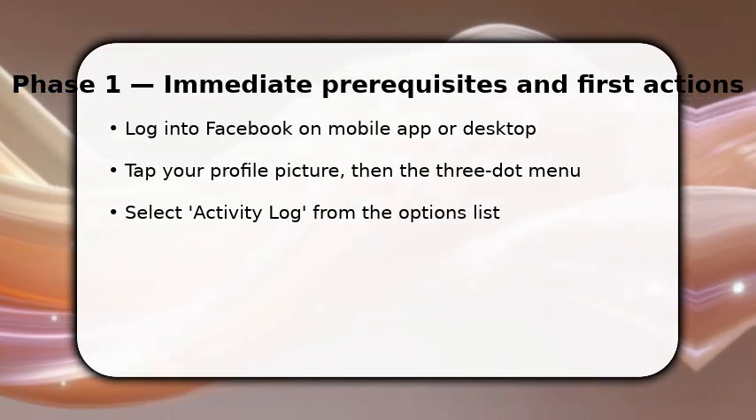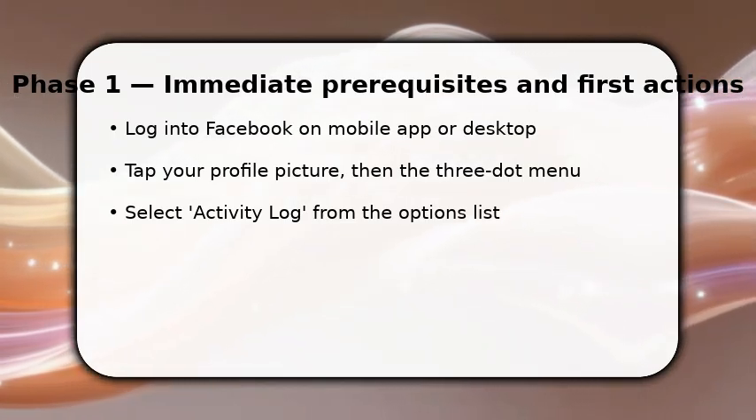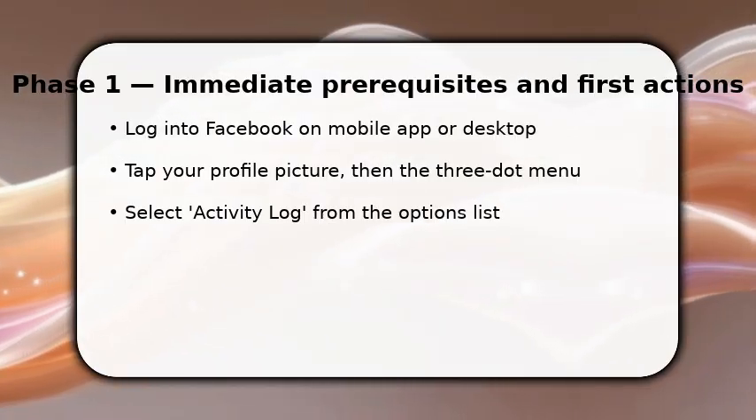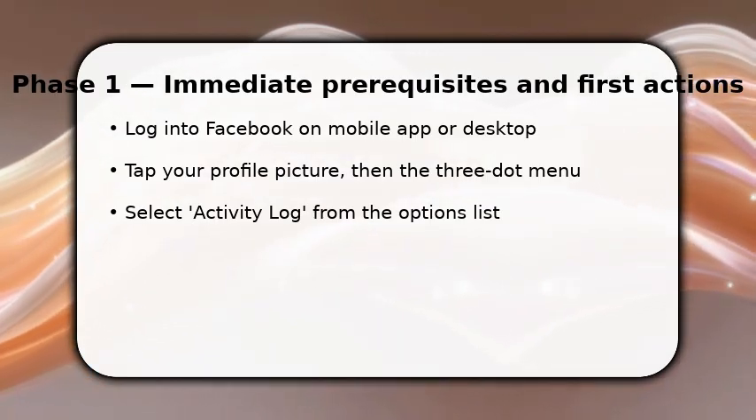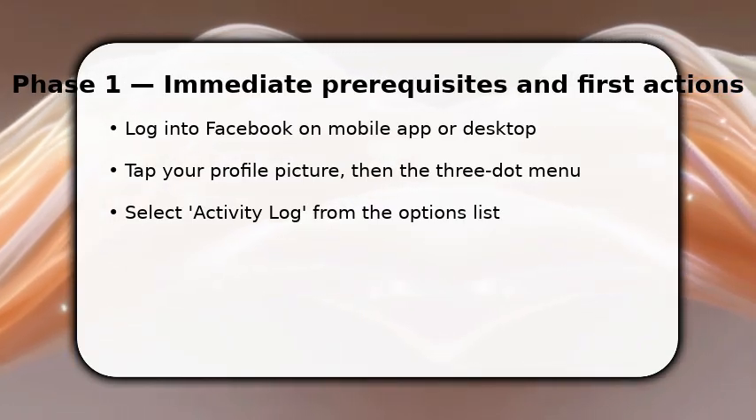From there, select Activity Log. This view shows everything you've done. You're doing this now because disabling visibility requires walking through each entry type. So open the Activity Log and pause. Make sure you're on your own account and not a managed page, because privacy controls differ between profiles and pages.